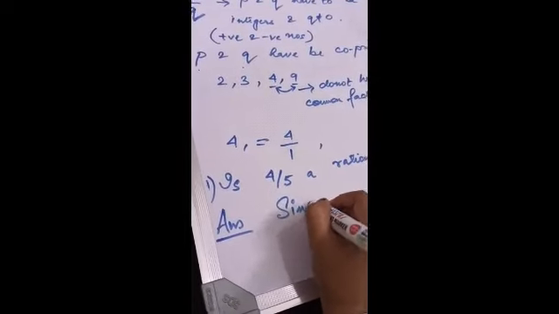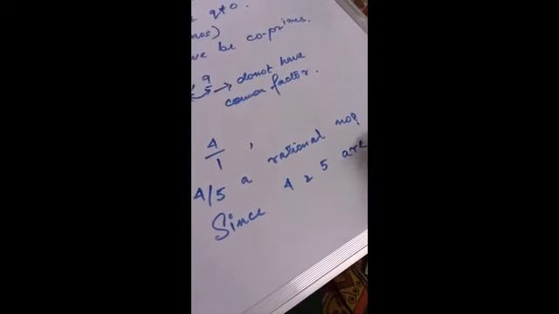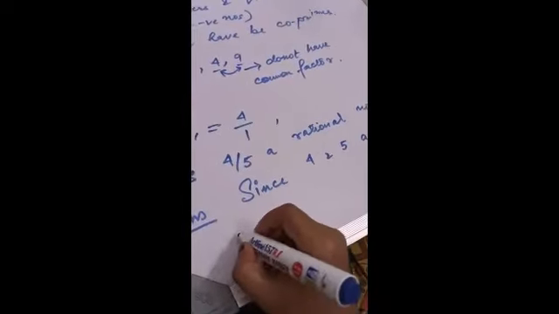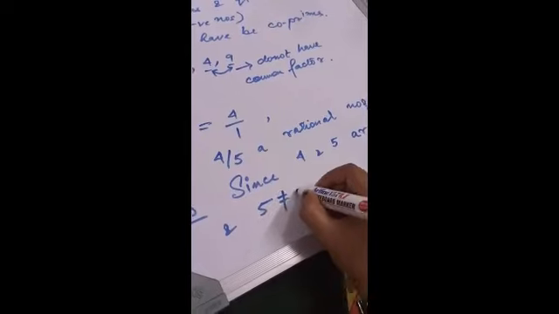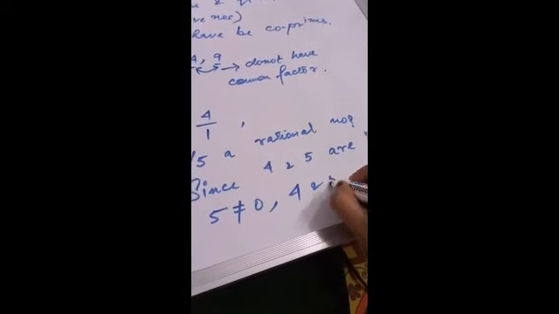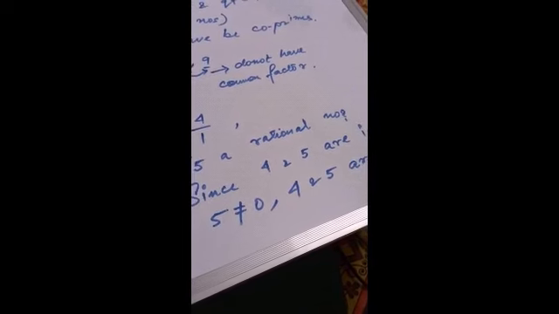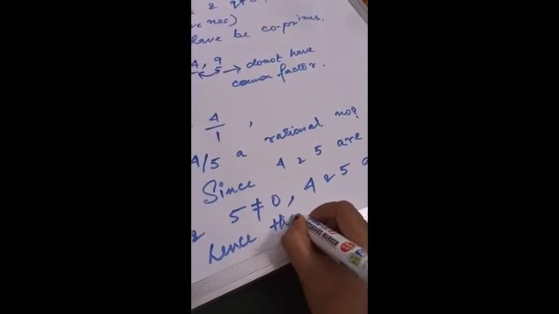Since 4 and 5 are integers, and 5 is not equal to 0, 4 and 5 are co-primes, hence they are rational numbers.